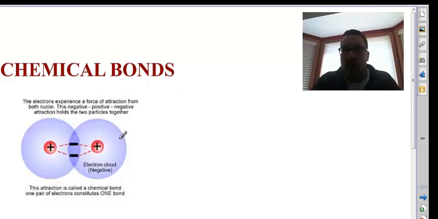Okay? You have, in some way, shape, or form, an attraction between the positive nucleus of one particle, one element, with the valence electrons of another. Okay? And vice versa over here. Okay? It's that overlapping, that working with the valence electrons, that interaction that holds them together.